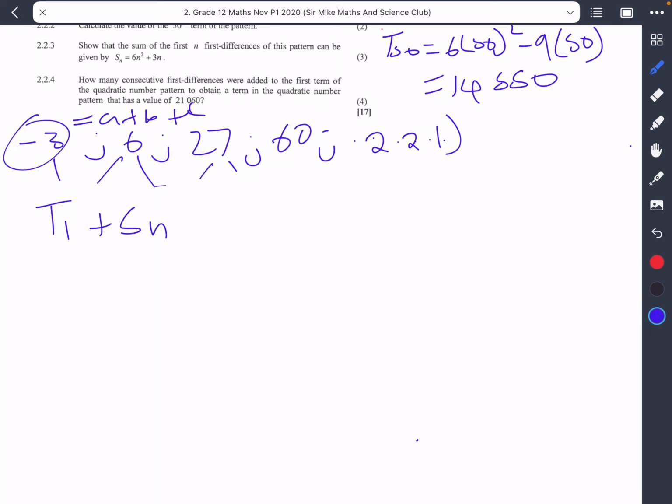So I know that the first term t1 of that quadratic number pattern plus the sum of the first n differences must give me 21,060. I know that t1 was given as -3, so this will be -3 plus Sn. They ask how many consecutive first differences were added to the first term of the quadratic number pattern. So I want to know how many first differences were added to give me that value there.